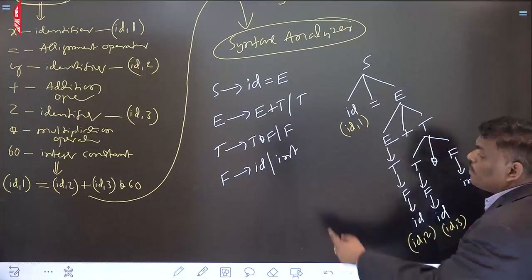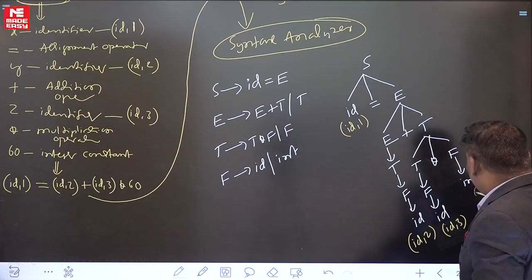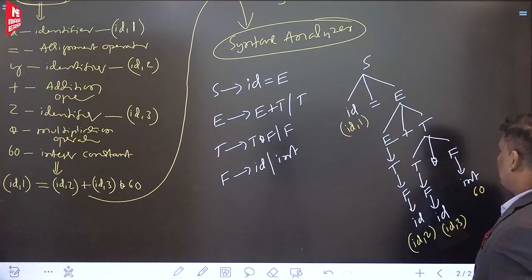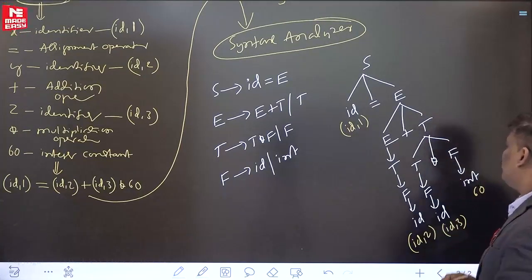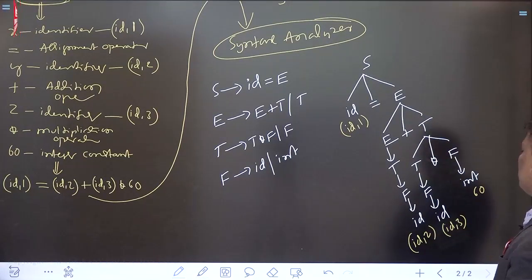Star into, can you help me now? In the place of into, what is there? 60 there, right? Now can you read in this particular tree, read all leaf nodes from left to right. What is the answer? id1 is equal to id2 plus id3 star 60, right?